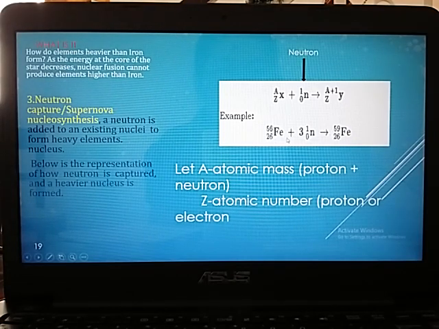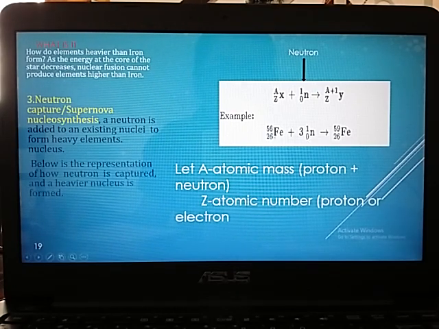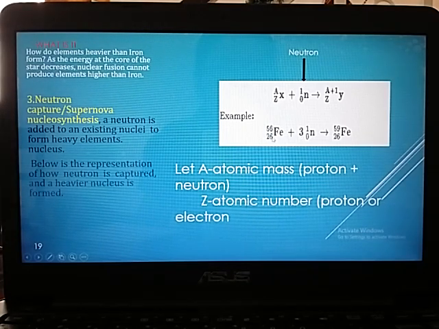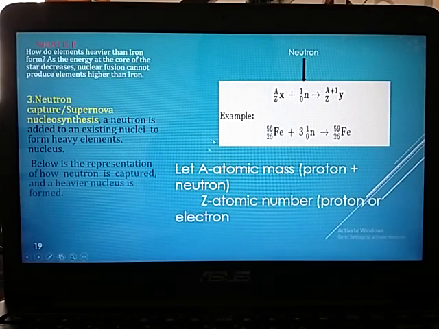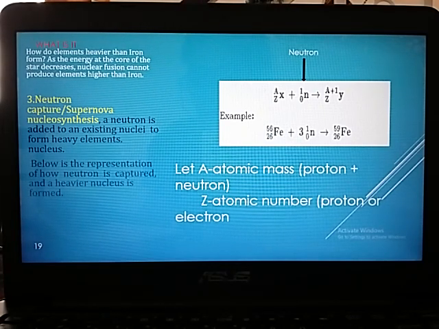So, this is an example. An isotope of Fe is added by a neutron. So, 56 plus 1 is 57. 26 plus 0 is 26. So, this becomes another element. So, yun ang example. So, balikan natin. Neutron capture. Maglalagay lang ng neutron and then maiiba ang atomic mass. Maiiba na ang element na to.